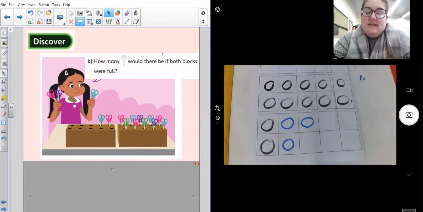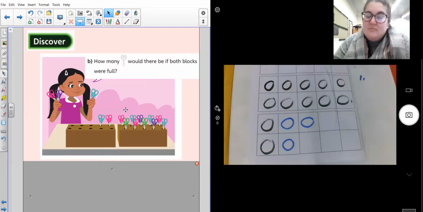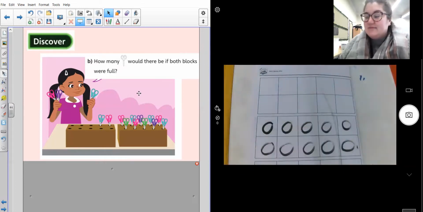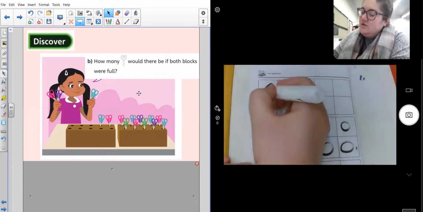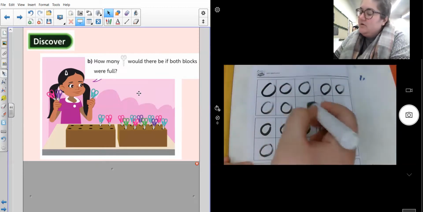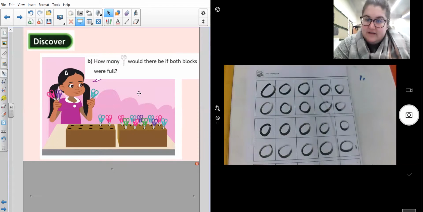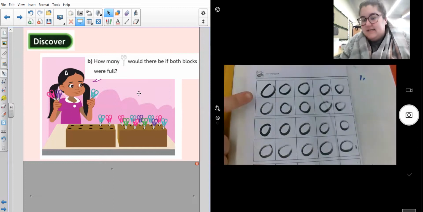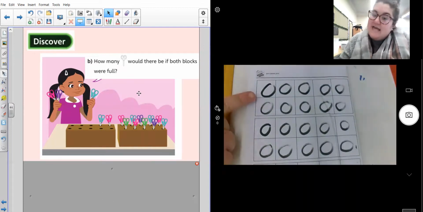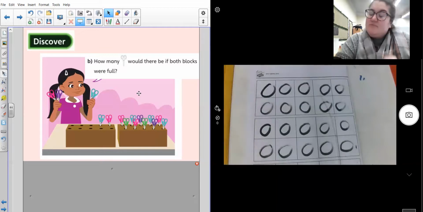So this is a little question for you. The little girl is saying, how many scissors would there be if both blocks were full? Okay, so I can see here I've got a full block, but this block isn't full. Now think about these blocks of scissors like 10 frames. So if I had 2 full 10 frames, like you can see there, how many have I got altogether? What number, what value is this representation showing us? I can see 10 and another 10. So I've got 10 add 10. I've got 2 groups of 10.